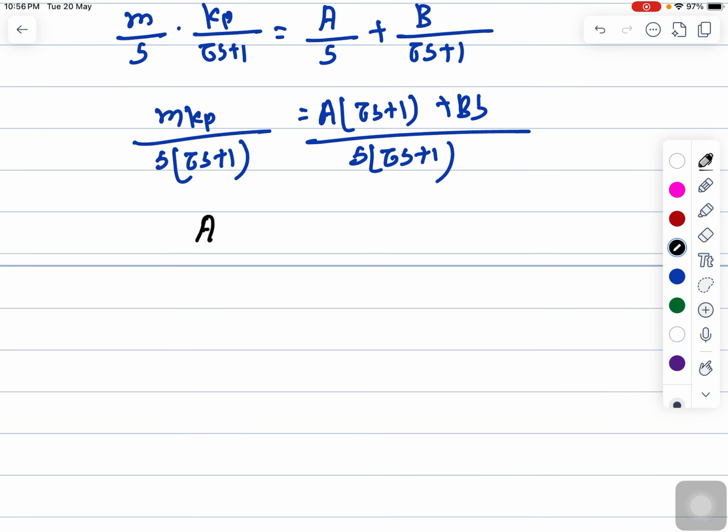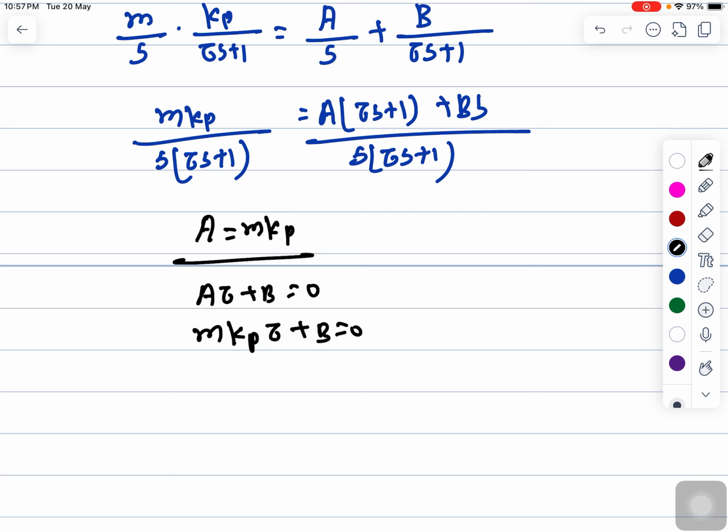Is that clear? And from here you can say A tau plus B will be equal to 0. Now A you have got as M Kp, so M Kp tau plus B equals 0. So the value of B can be written as minus M Kp tau. Is that clear? Minus M Kp into tau. Okay, I hope this is clear to all of you.